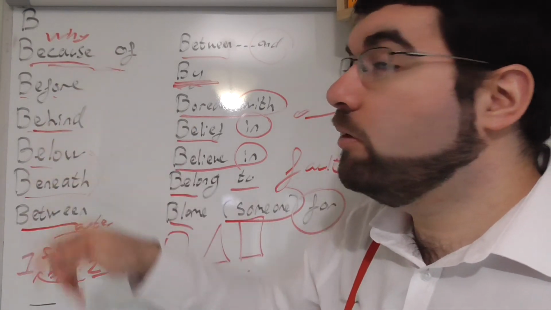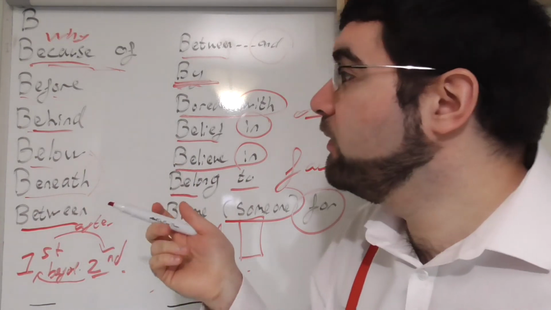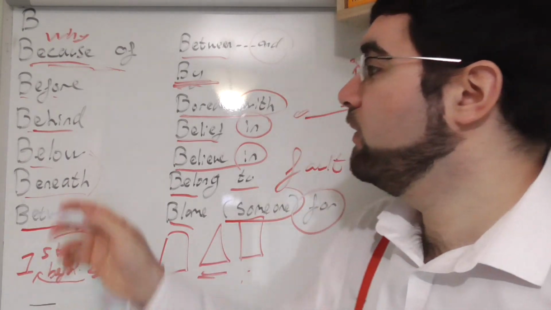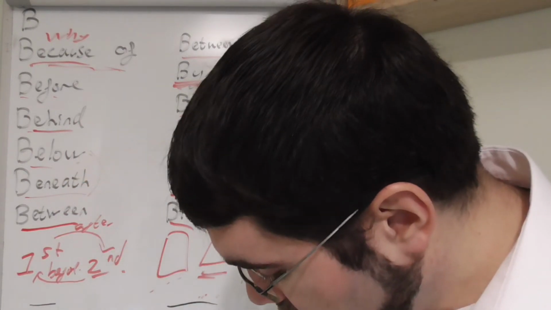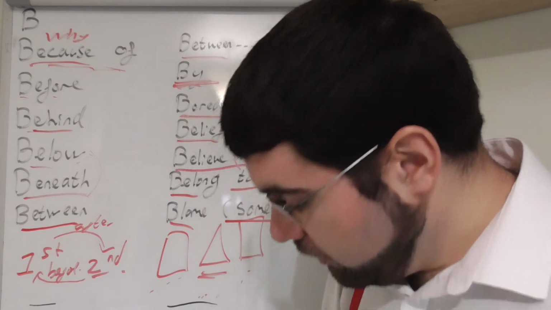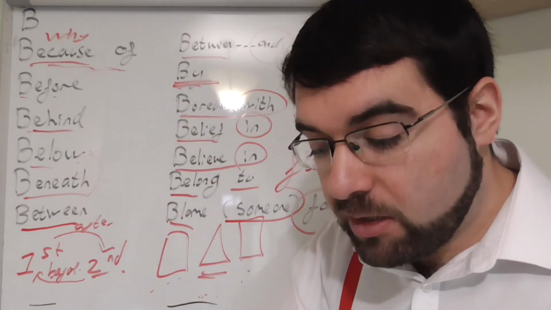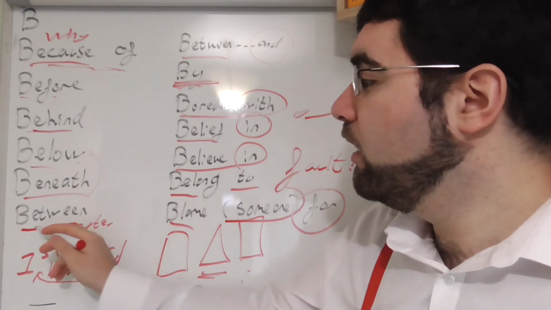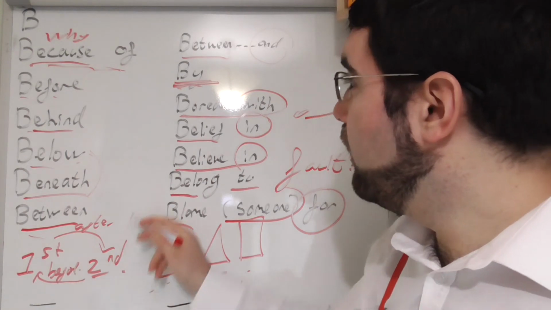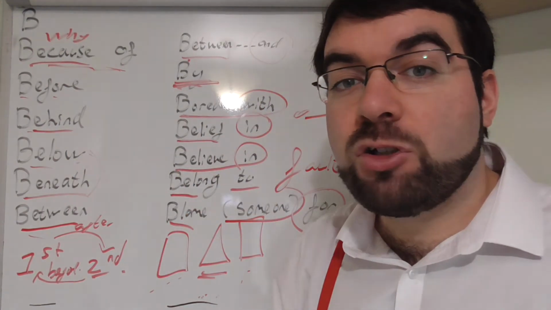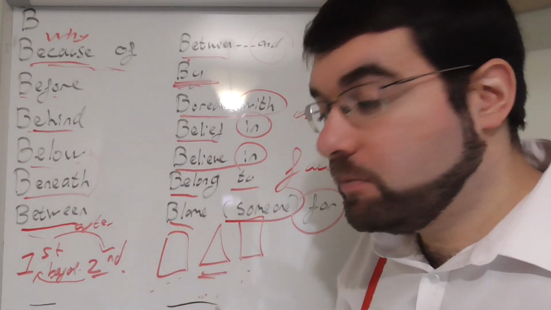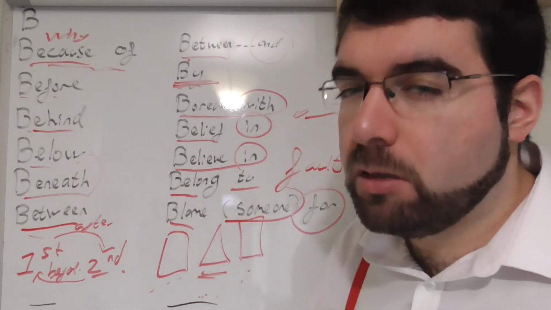So, because of the rain. Before, they came here before me. Behind, there's a wall behind me. Below: is there something below the desk, below the whiteboard? There's nothing beneath here, but there is a room beneath the office. Between two things, between and: I have a choice between using red and black for teaching.